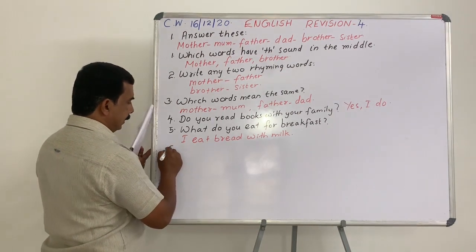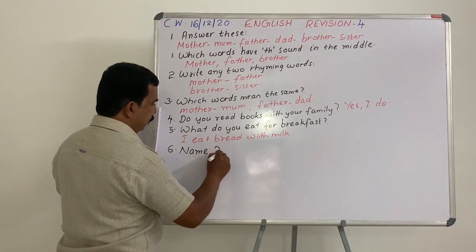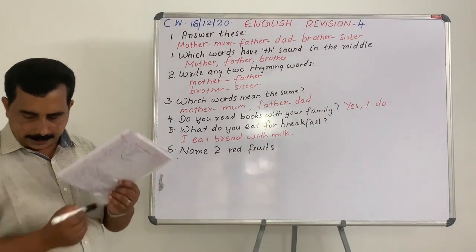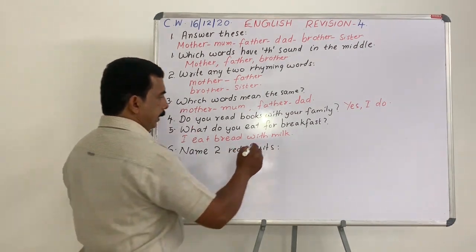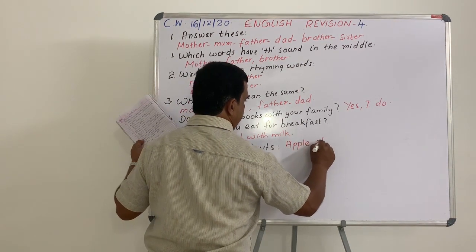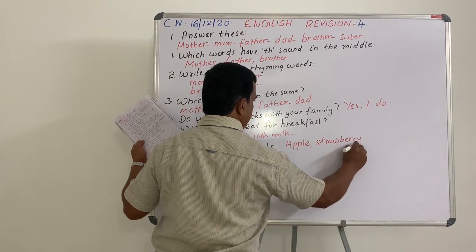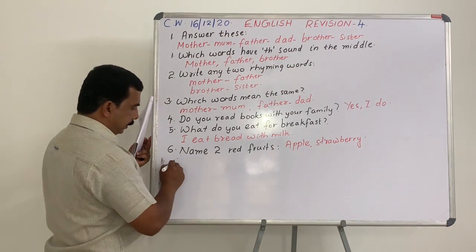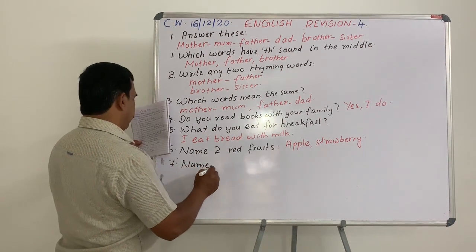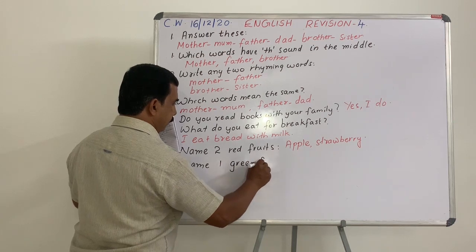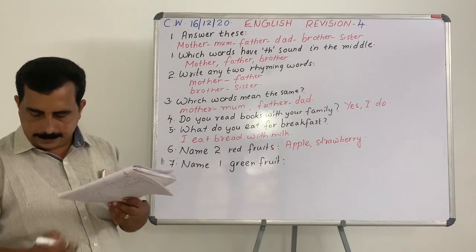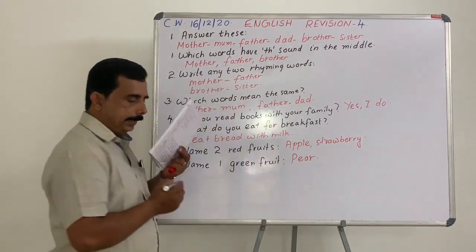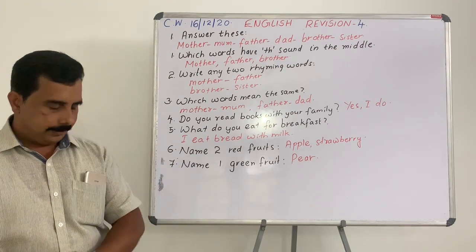Next, number 6: name two red fruits. Can you name any two red fruits? Yes, apple, strawberry. Red fruits. Okay, now shall we write about one green fruit? Yes. Question number 7: name one green fruit. Can you say any one green fruit? Yes, it's pear. Okay, P-E-A-R, pear. Are you very slow today? Write fast.